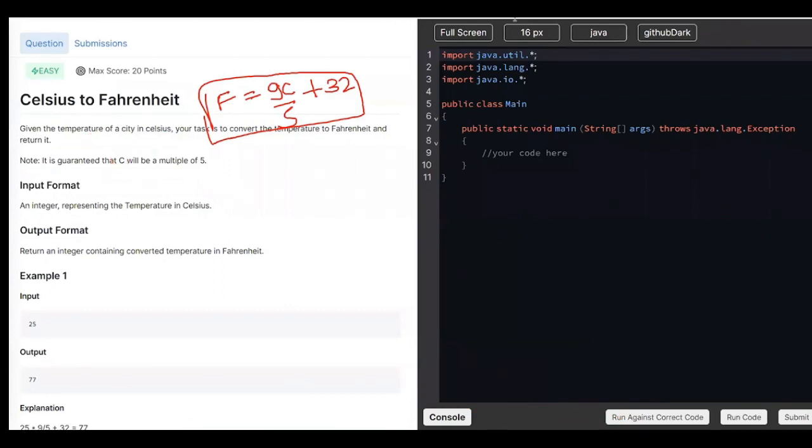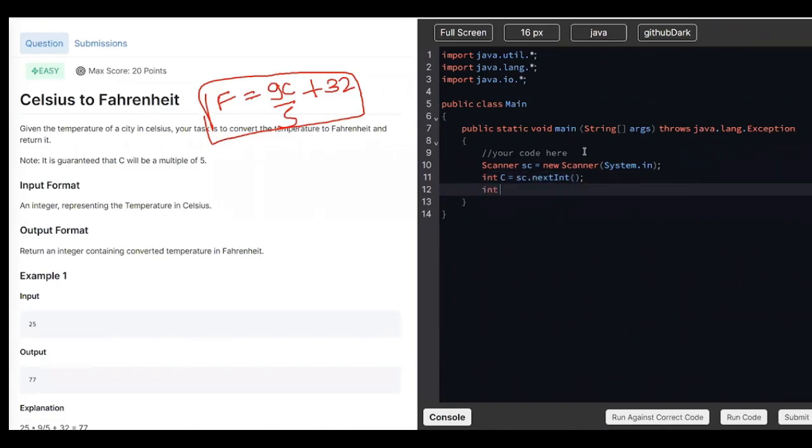Okay. So now let's try to write the code here. I'll just quickly do it so that everyone knows how to do it. Very simple, same logic, same concern. The formula has just changed now. So Scanner sc = new Scanner(System.in). Read a Celsius. This time you will be reading a temperature in Celsius. So int C is equal to sc.nextInt(). Okay. Now we have read this integer.